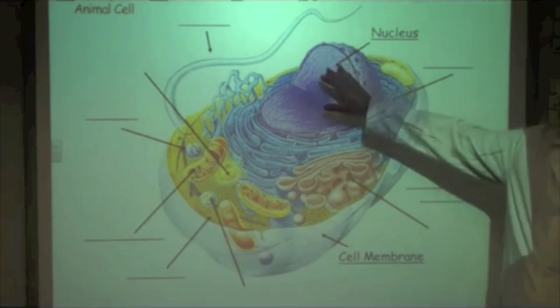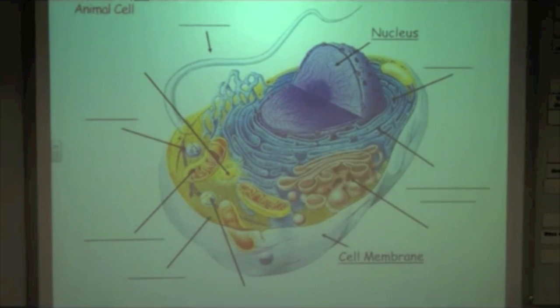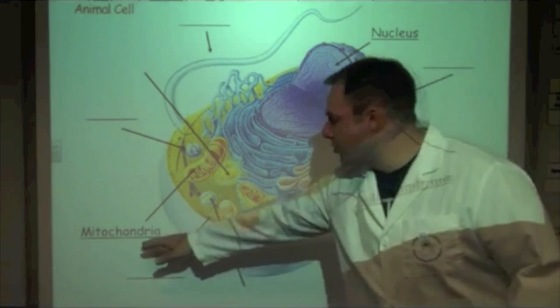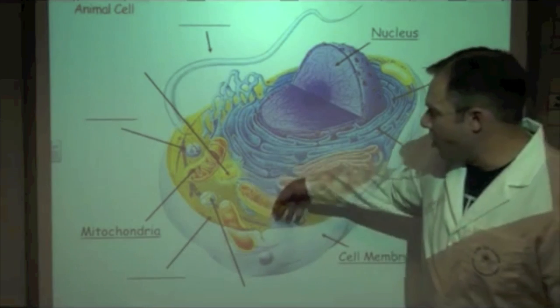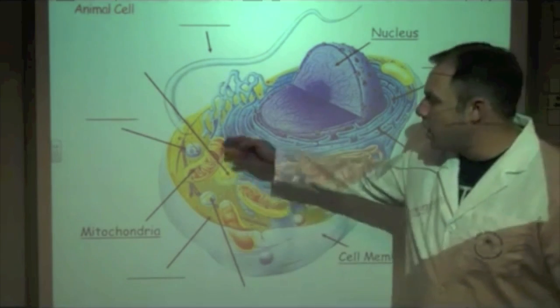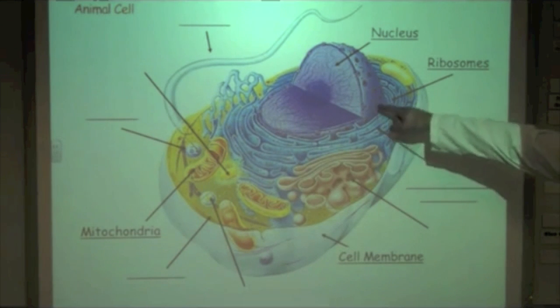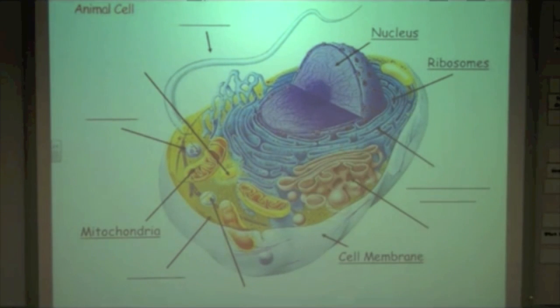Nucleus. In both plant and animal cells, the control center of the cell. Mitochondria. Again, mitochondria are also in plant and animal cells. They are the powerhouses of the cell. They supply the cell with energy. Ribosomes. Ribosomes are in plant and animal cells both. Ribosomes are the little bitty specks, the little grain-like structures that are on the nucleus here and the endoplasmic reticulum. Ribosomes are the protein builders of the cell.